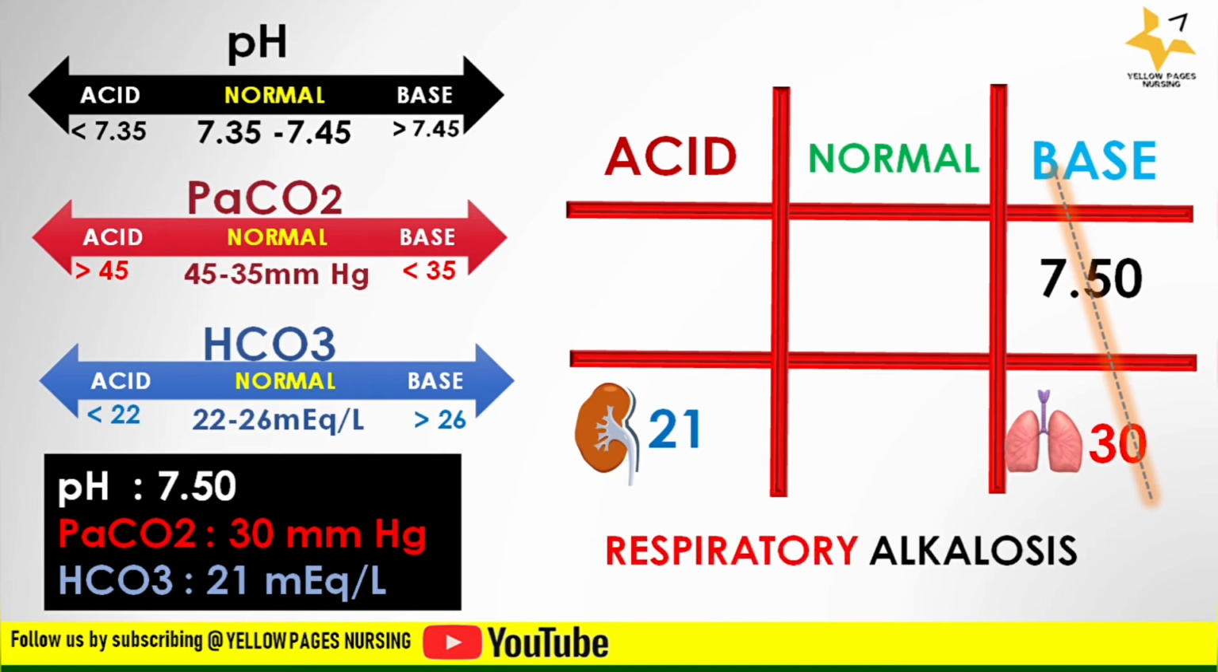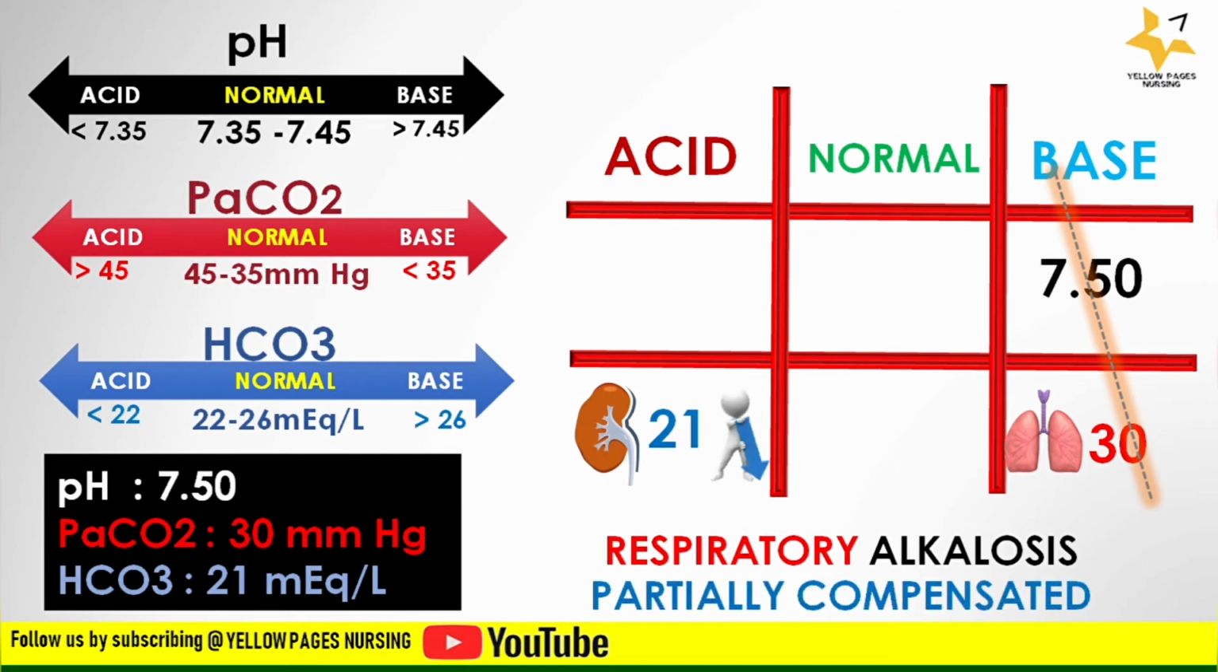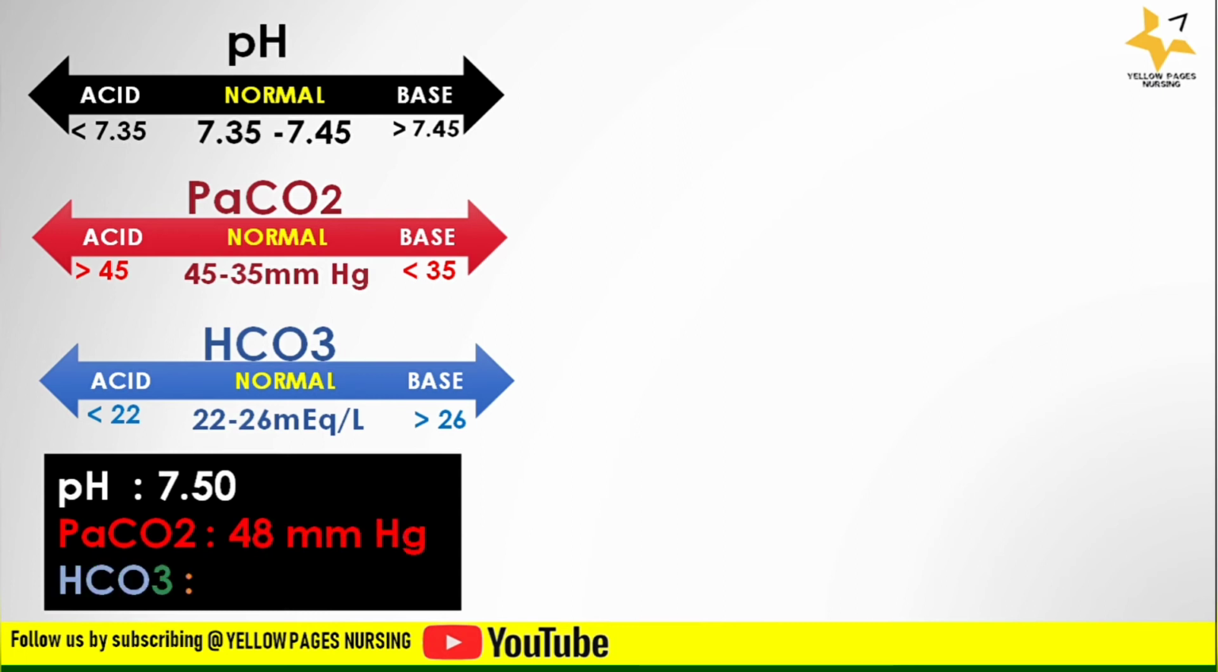To identify the degree of compensation, when we look into the value of bicarbonate, it has decreased in order to correct the imbalance and hence we say it is a partially compensated respiratory alkalosis. Next example. pH is 7.50, PaCO2 is 48 mmHg, bicarbonate is 30 milliequivalent per liter.